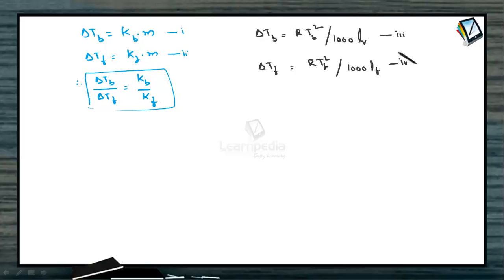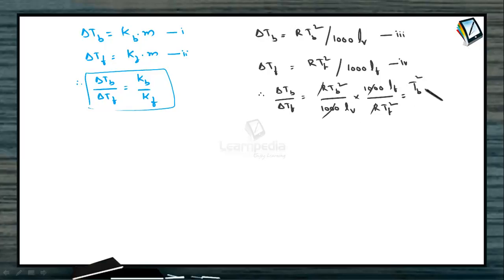And by taking the ratio of 3 to 4, we get delta TB by delta TF is equal to R TB square by 1000 LV into 1000 LF by R TF square. So this R gets cancelled, 1000 gets cancelled, and we are left with TB square into LF by TF square into LV, equation 5. And therefore, between these two relations, here we have delta TB by delta TF is equal to KB by KF. Here once again we have delta TB by delta TF.